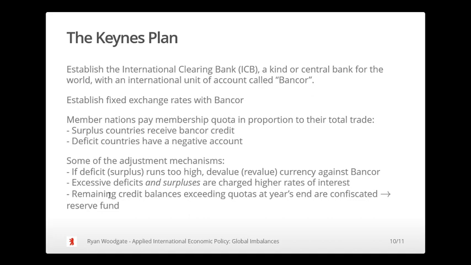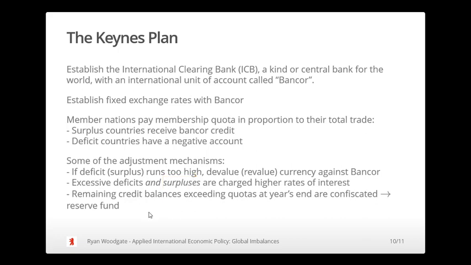More than that, if you have a credit balance that exceeds the quota at the end of the financial year, the overshoot, so the amounts of your surpluses over your quota, are simply confiscated and put in a reserve fund. And so the very fact that these excess surpluses are under pressure and are recycled back into the system makes financing deficits easier and cheaper, and it makes that adjustment process such that the deficit country is no longer the only economy having to adjust. Also, the surplus countries must adjust under the Keynes plan.